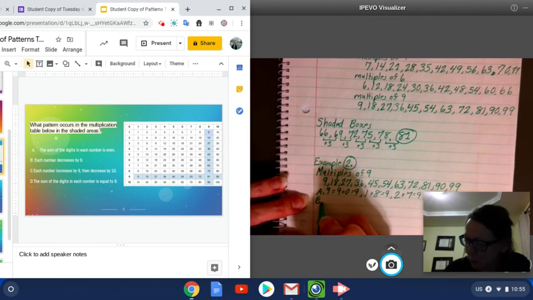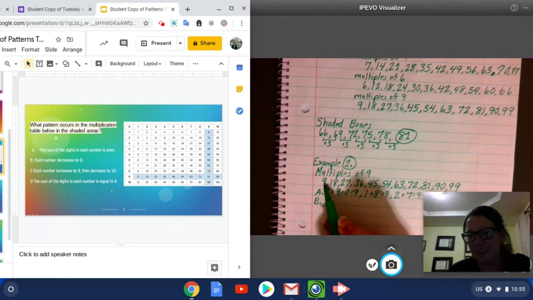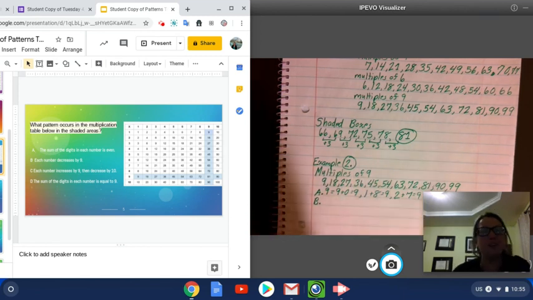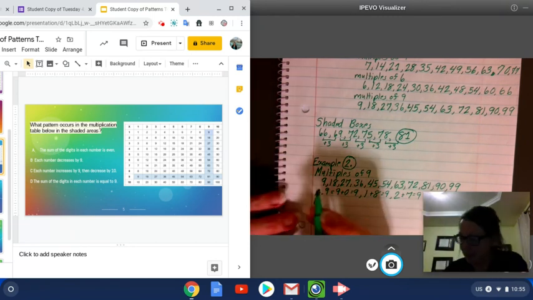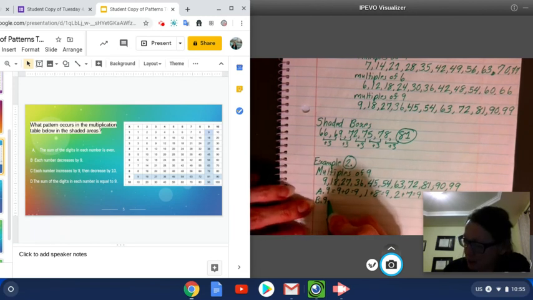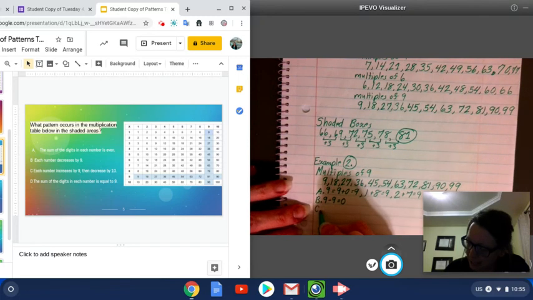Let's look at B. It says each number decreases by 9. To get from 9 to 18, do we decrease by 9 or do we increase? Think about decrease. When you decrease something, it's getting smaller. When you increase, like if I increase my bank account, it's getting bigger. So B says each number decreases by 9. If I decrease it by 9, then my next number would be 0. Well, that's not true.